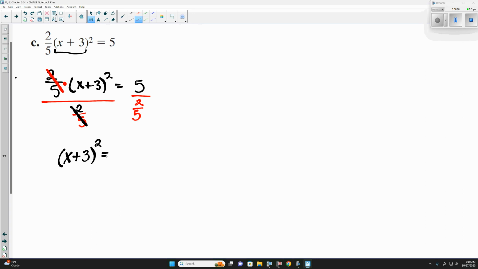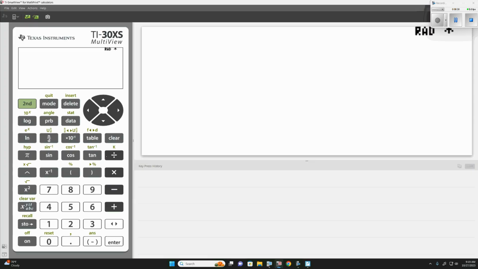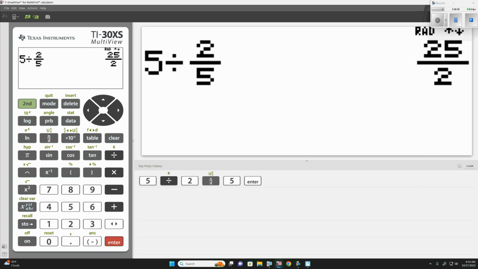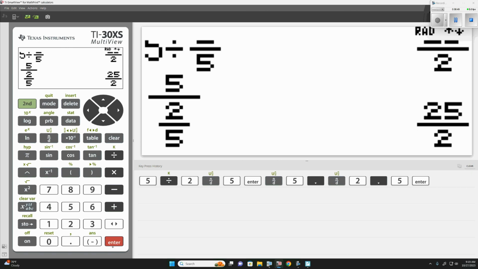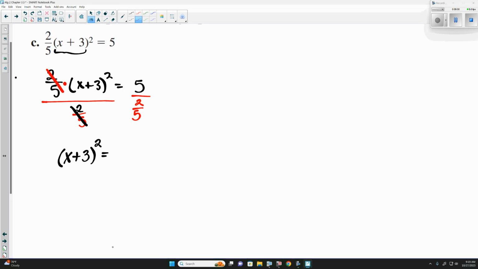On the other side, we have 5 divided by 2 fifths. Divided by 2 fifths is 25 halves. We could have also done it as the fraction 5 over 2 fifths, which is still 25 halves. I would leave it in fractional form, because again, once we get that term being squared by itself, we have to take the square root of both sides. It's going to be easier to take the square root of a fraction than it is to take the square root of a decimal.